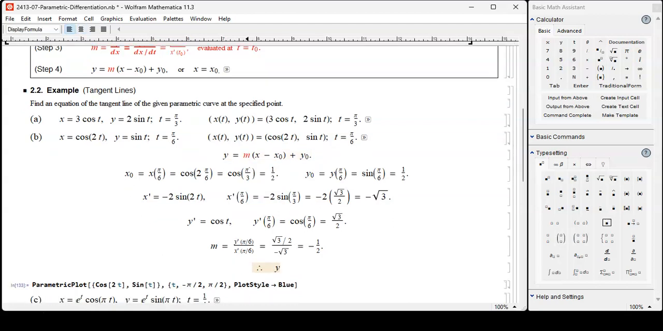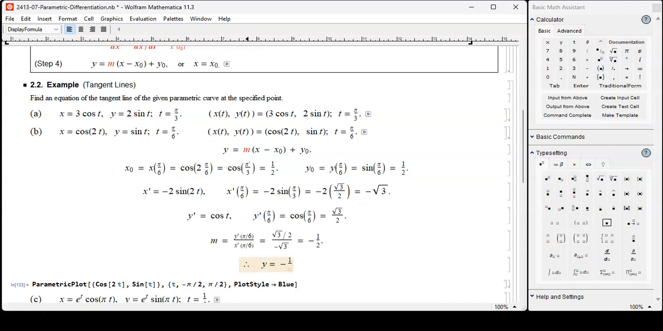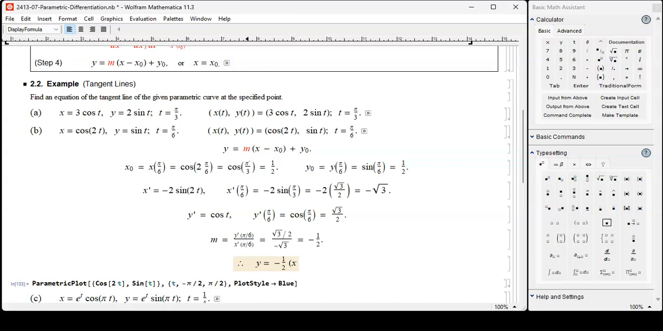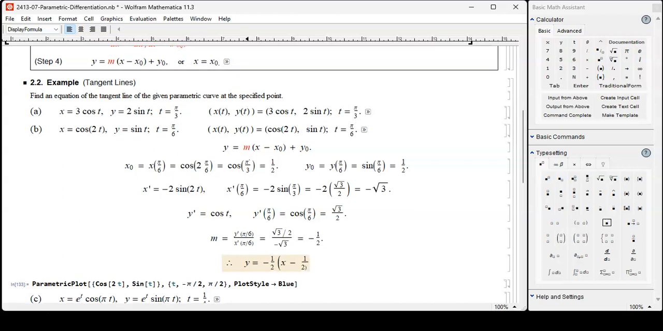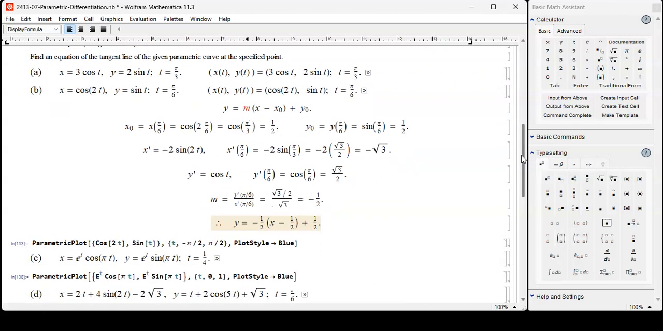Therefore, y equals negative 1/2 times x minus x naught, which is 1/2, plus 1/2. There goes the slope of the tangent line, the point, and then the equation of the tangent line: the slope-point equation of the line.